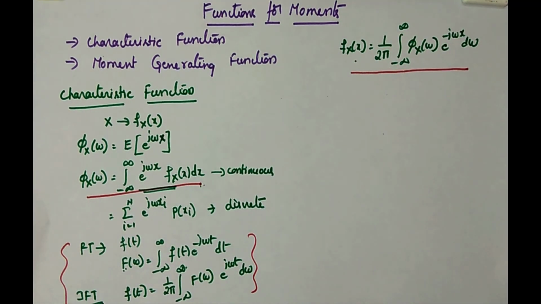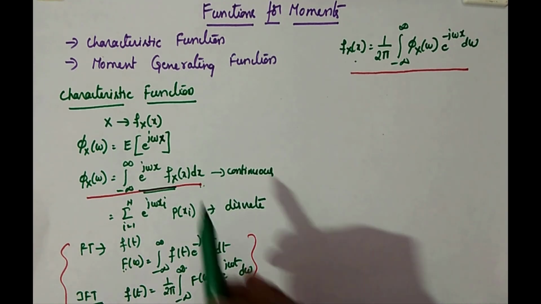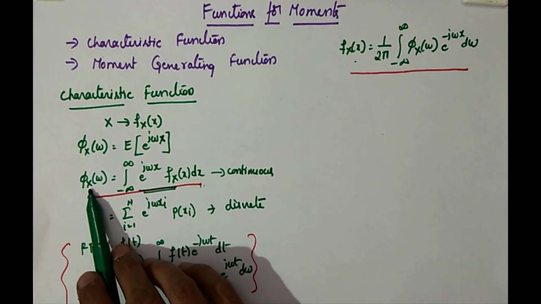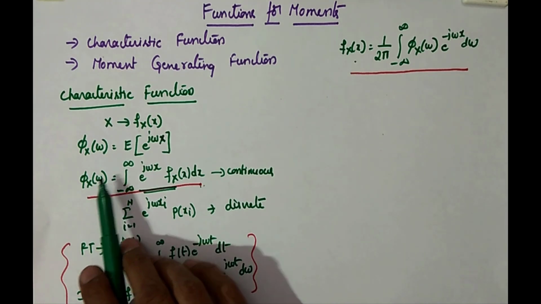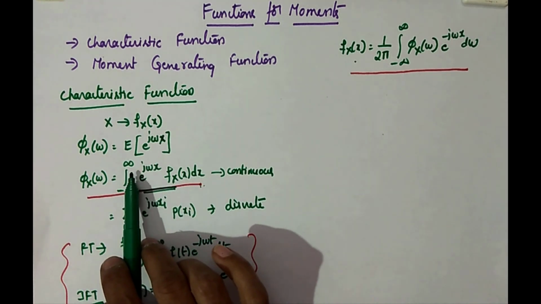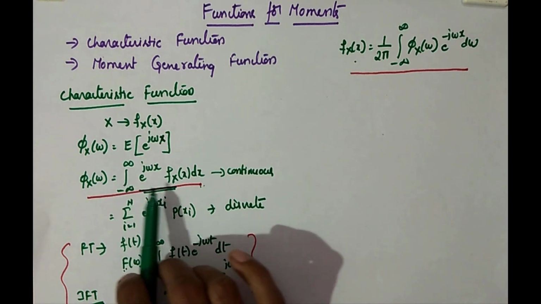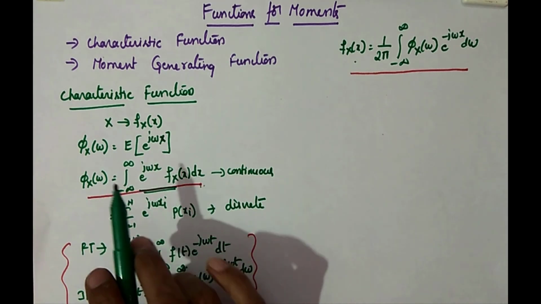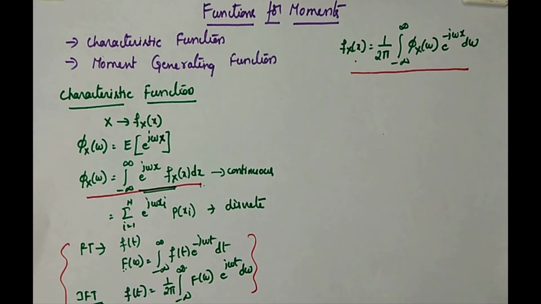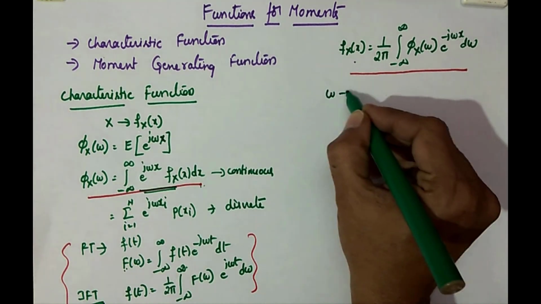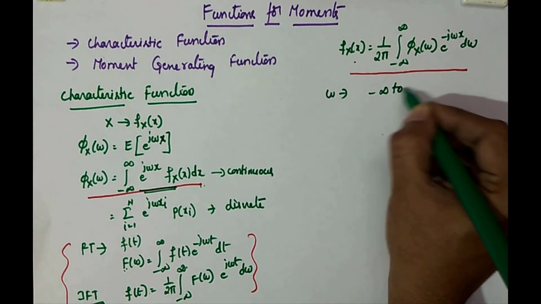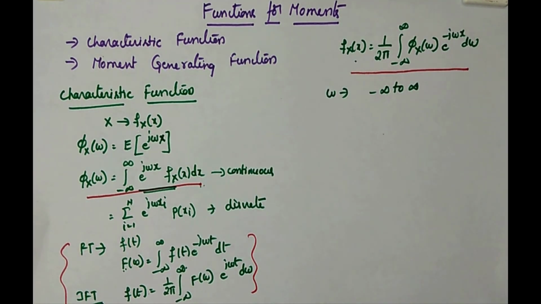So now, what is the characteristic function? The characteristic function is transforming the random variable X into another variable omega. See, this is phi X of omega, it is in terms of omega. So if you apply the characteristic function concept here, it will change the random variable X into another variable omega, where omega is a real number which varies from minus infinity to plus infinity. So this is about the characteristic function.